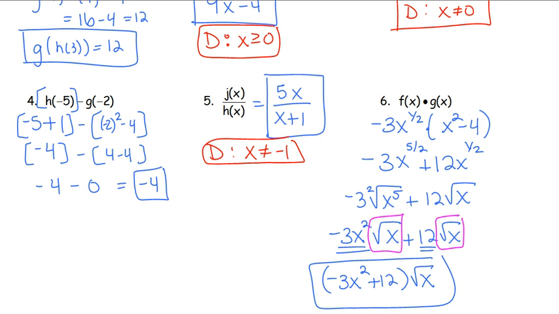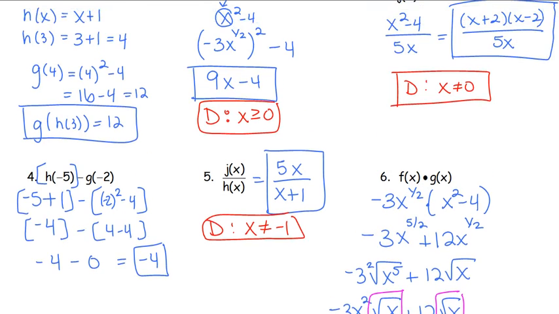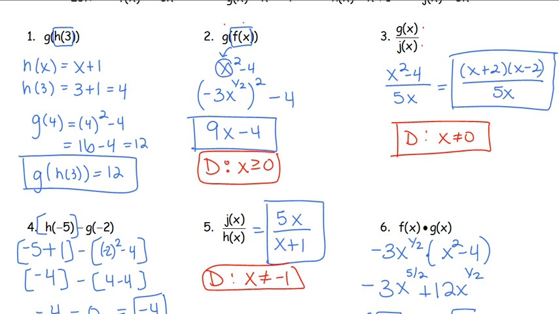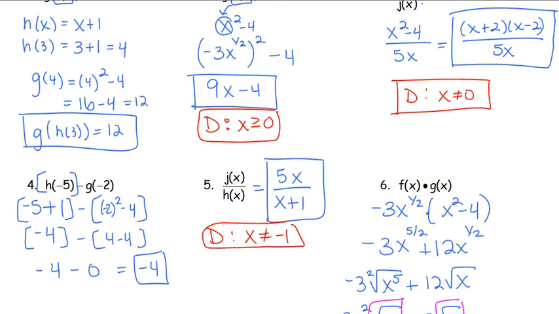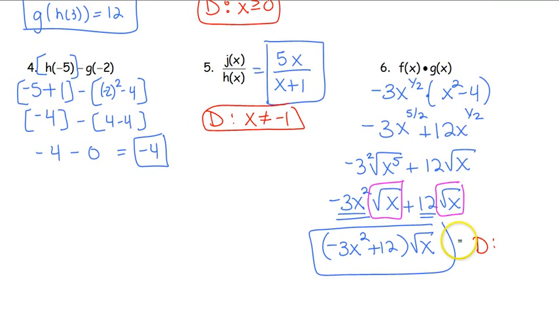Alright, now back to our domain. We look at our original functions, f and g. F has the restriction where it can't be negative. G has no restrictions. So we know that our domain can't be negative. We look to see if we have any additional restrictions. We still have the even root, so it's still just the fact that it can't be negative. So x is greater than or equal to 0.